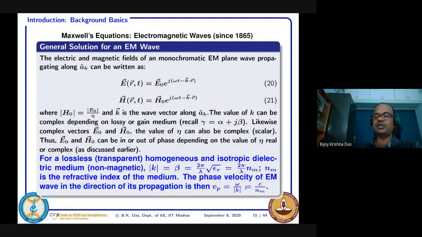But in certain situations you will find that this Nm can be smaller than 1. In that case Vp will be higher than the velocity of light. So phase velocity can be higher than the velocity of light. But Einstein's relativity theory says that nothing can propagate faster than light. So that means that is not phase. Phase is an exception.